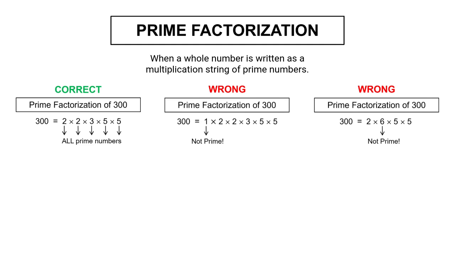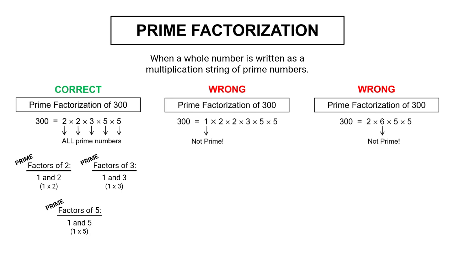Now let's take a look at prime factorization. So when you write a whole number, it's just a multiplication problem of prime numbers. We call that the prime factorization of a number. And so looking at 300, you can kind of see it written using nothing but prime numbers. And all those numbers are prime because the only factors they have are 1 and themselves.